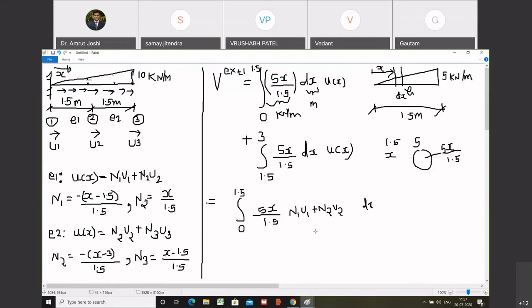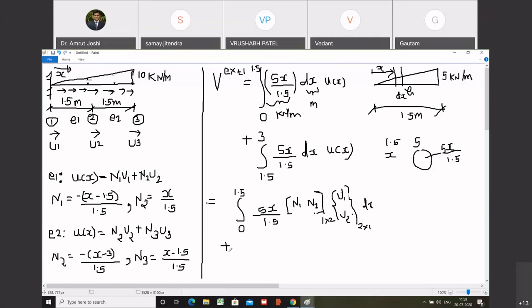The answer is yes. Look, I am going to write this as n1 u1 plus n2 u2. Do you agree with me? Yes. Is it understood? Yes. n1 u1 plus n2 u2. This is a matrix of size 1 cross 2. This is a matrix of size 2 cross 1. Agreed? Yes. So the multiplication is going to be 1 cross 1.